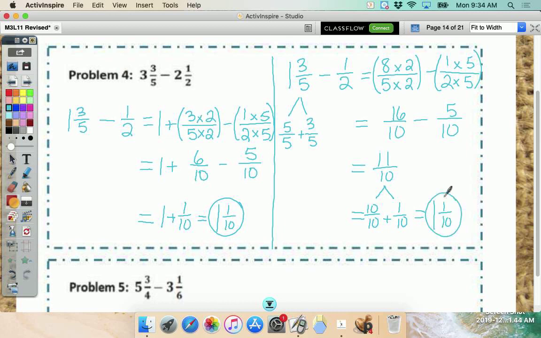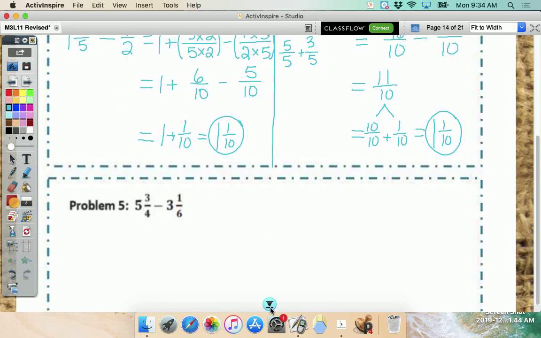Okay, which method do you prefer? Totally. There's less writing in the first one, isn't there? Yeah. So when you have the choice to use this first method, I would do it. We're going to do one more with both ways, and then I'll show you what happens when you can't use the first method. Okay? So let's do one more with both ways.